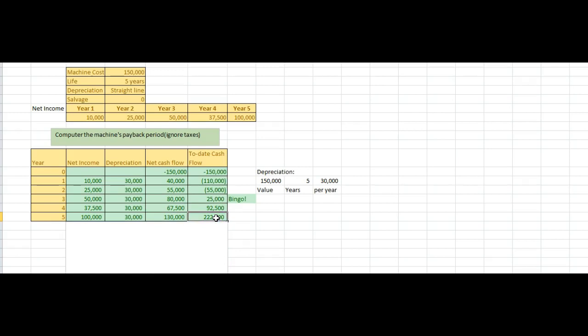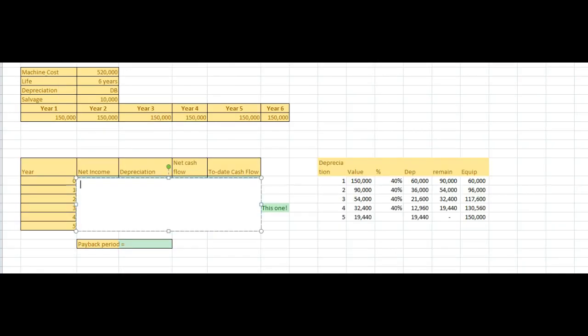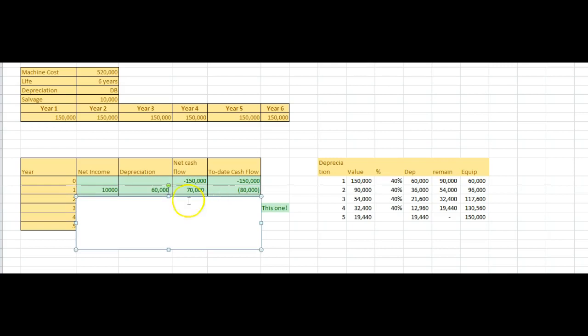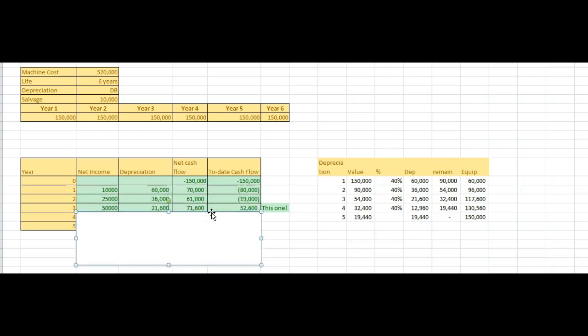So that's one way. Now let's look at this one. I believe this one's using double declining instead of straight line. So you have to do your calculation over here as to what the depreciation is using double declining. So it's the same scenario. Here's our net cash outlay. And then we take the net income and the depreciation. And you're going to find this one pays off in year 3, much earlier in year 3.